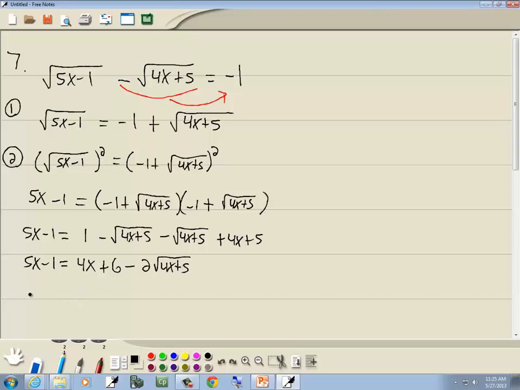Well, that was step 2. Step 3, if more radicals, go back, start over. Go back to step number 1. Well, we do have more radicals, so go back to step number 1. Step number 1 says get a radical by itself.